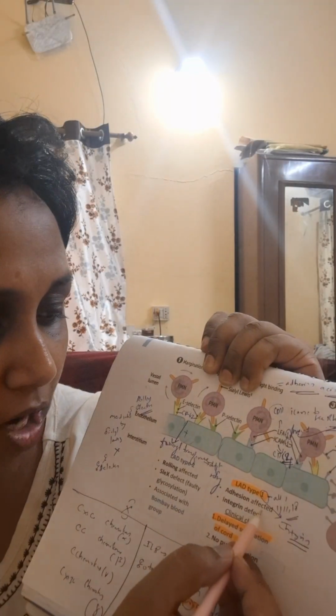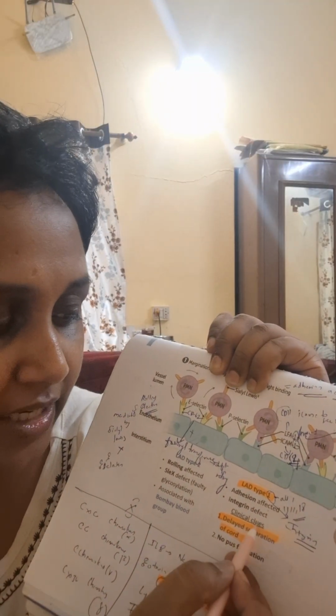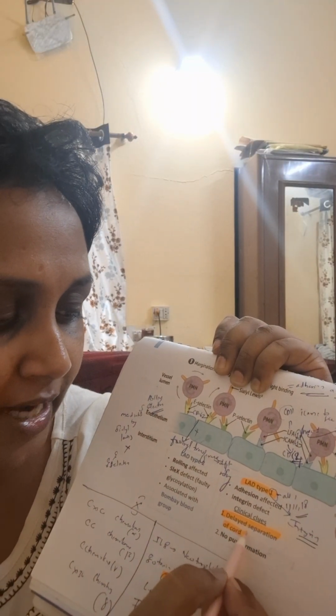In LAD type 1, what happens? There will be an adhesion defect, an integrin defect, and this causes delayed separation of the cord. And there is no pus formation.